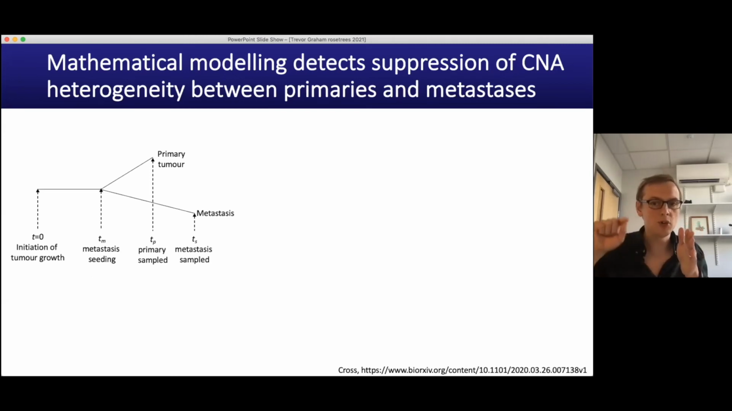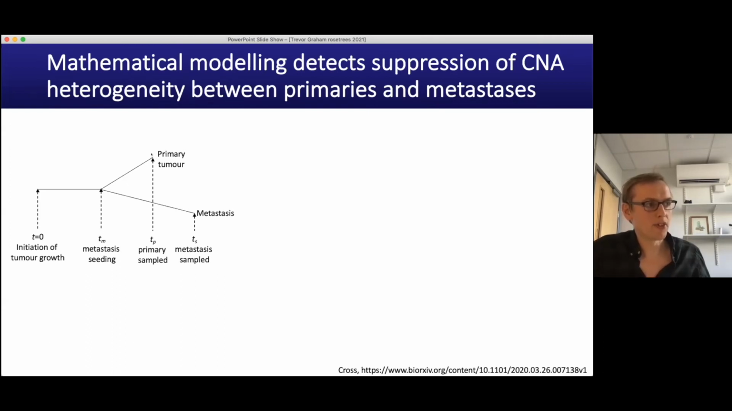How many new copy number alterations should we expect to see versus how many do we actually see? And if there is stabilizing selection, we should see fewer new alterations than we would expect just if they were steadily accruing over time. So we can make a really simple mathematical model here where we initiate tumor growth at some time 0, mutations accrue over time. Then at some point in the growth of that primary tumor, the met is seeded, that's this TM time.